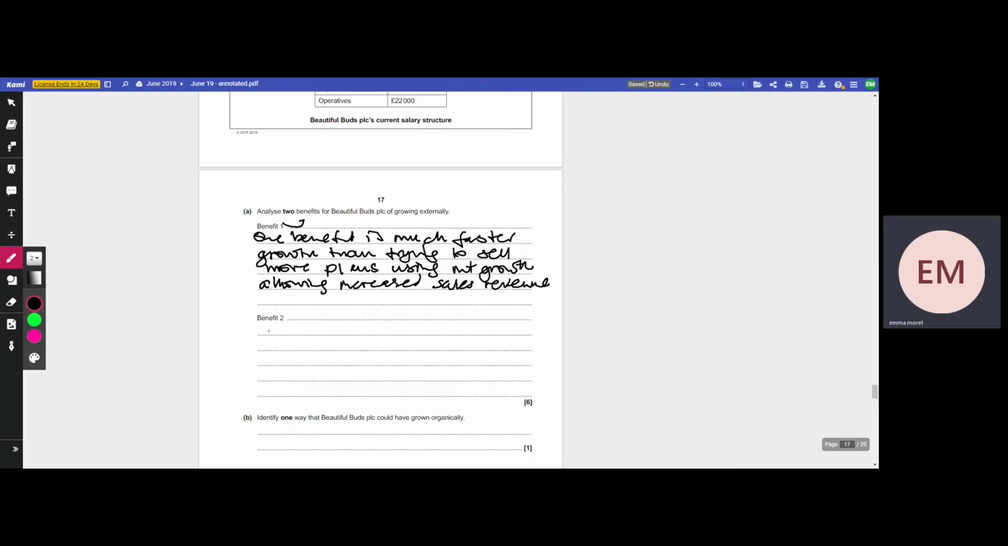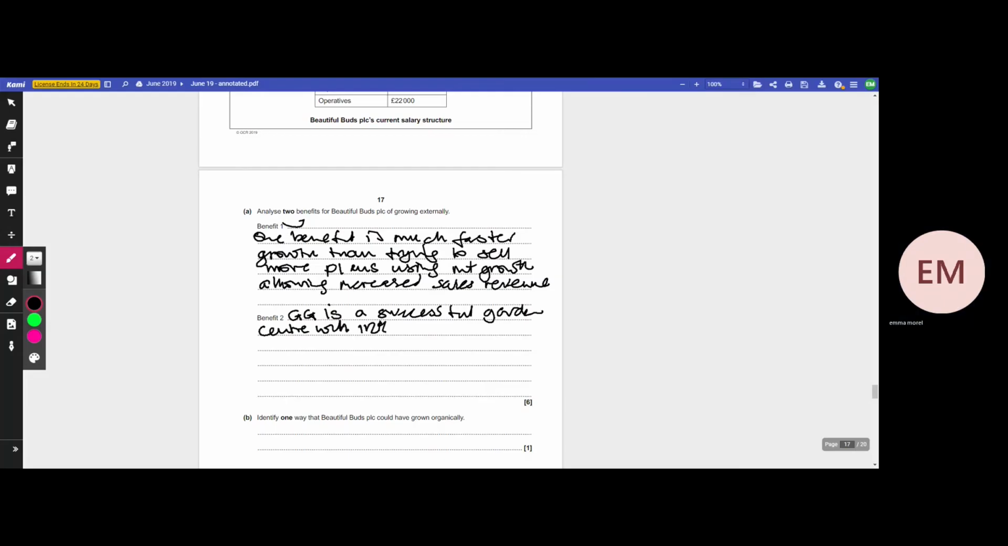Okay, so external, I'm going to get that sales revenue much faster than potentially doing it internally. We also know that Beautiful Buds, buying Green Gardens, has got a great reputation. So is a successful garden centre with 12% market share.